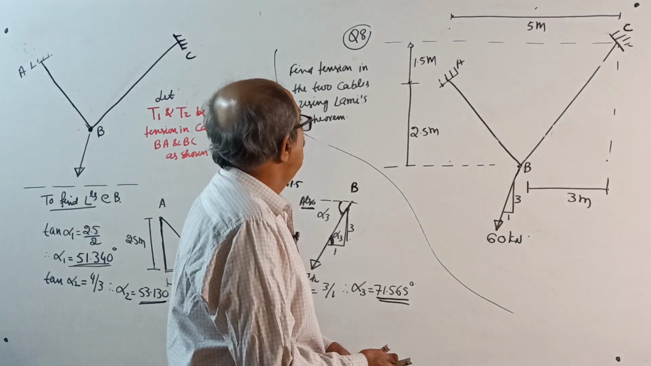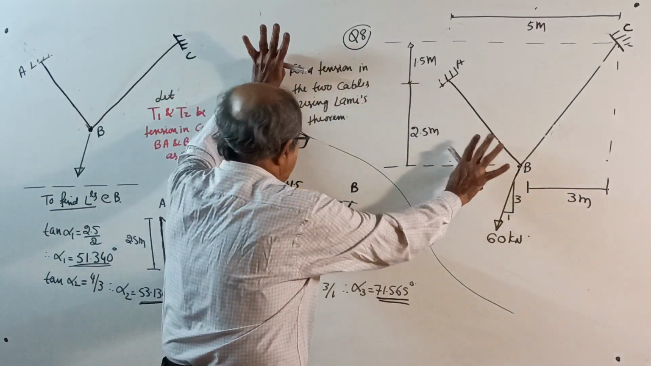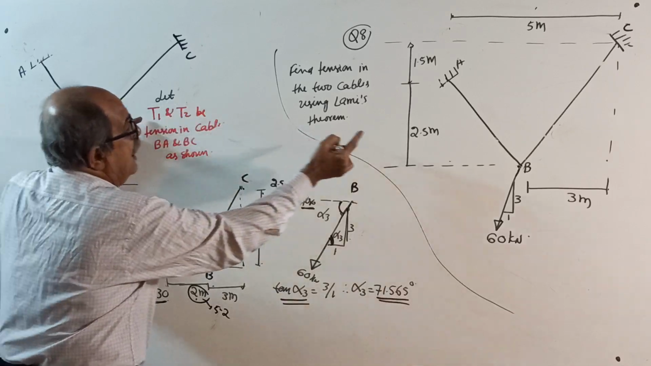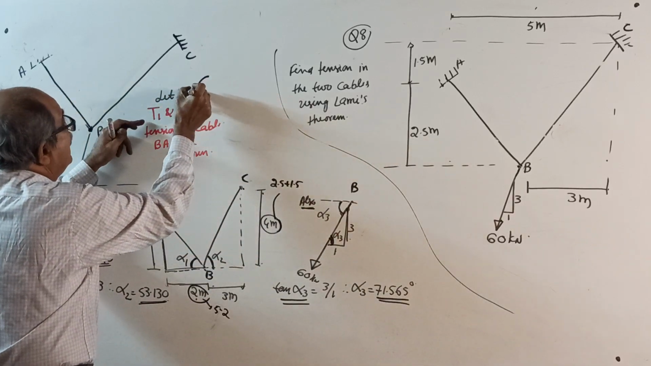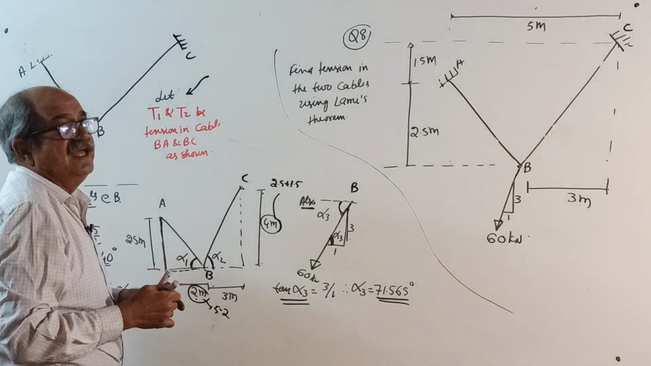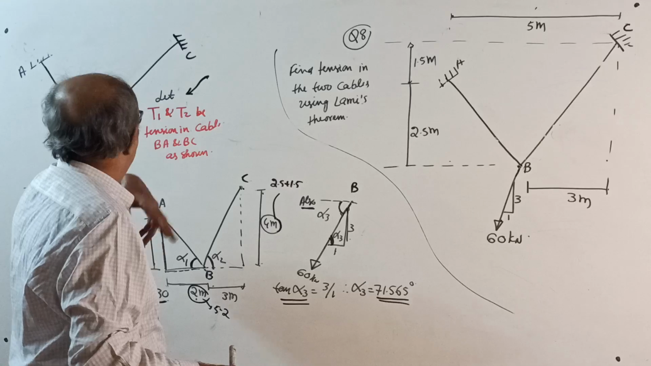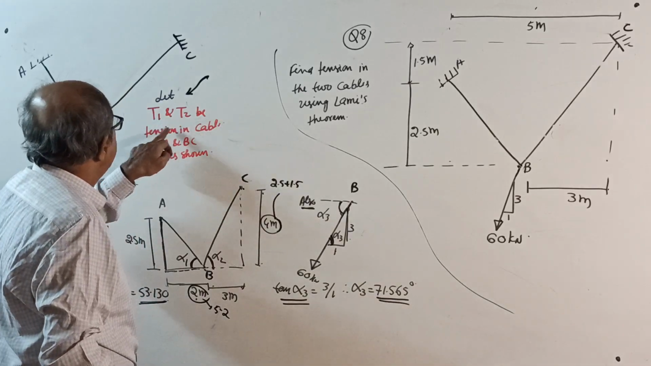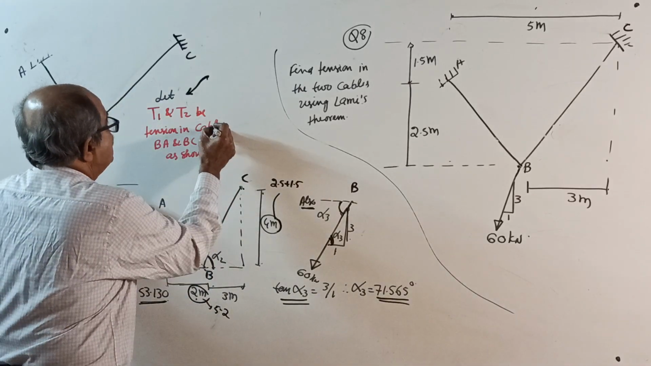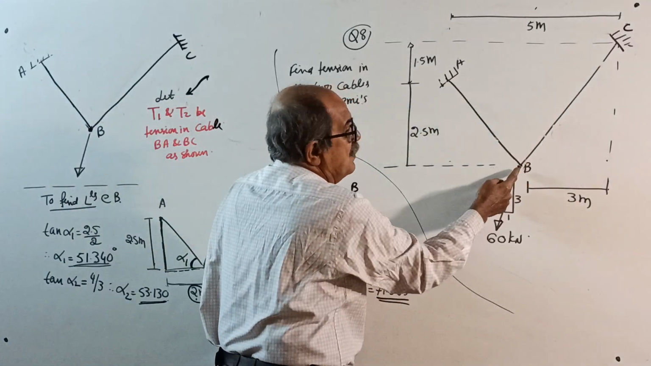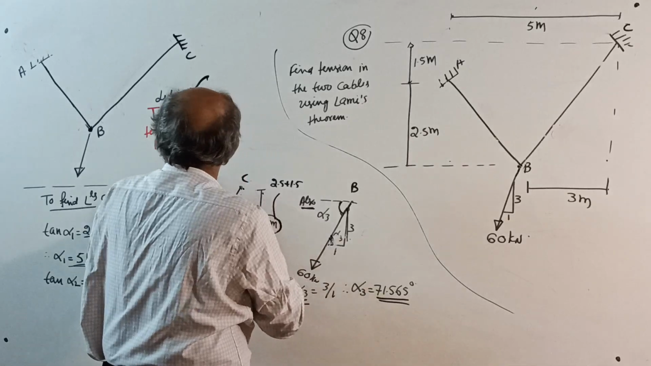Okay, now, this is the question given. First start. You see, after that sketch, you should come here. You should correctly go in the same order as I tell. When you write in the notes, the order will be maintained. Let T1 and T2 be the tension in the cables BA and BC, because I am starting from B, as shown in the figure.